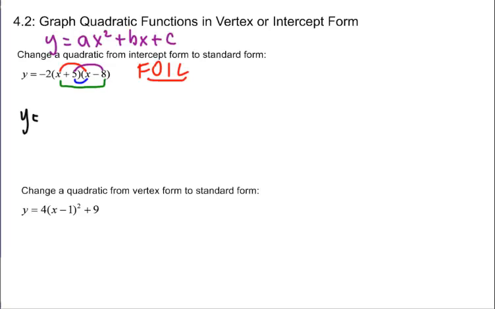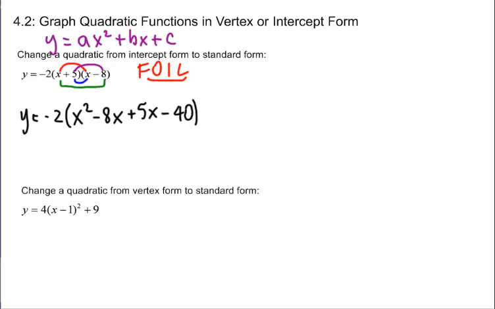So we've got y equals -2, and then do your guys connected by red. X times x is x squared. Do your guys connected by green, that's going to be -8x. Do your guys connected by blue, that's going to be 5x. And do your guys connected by purple, and that's +5 and -8, which make -40.